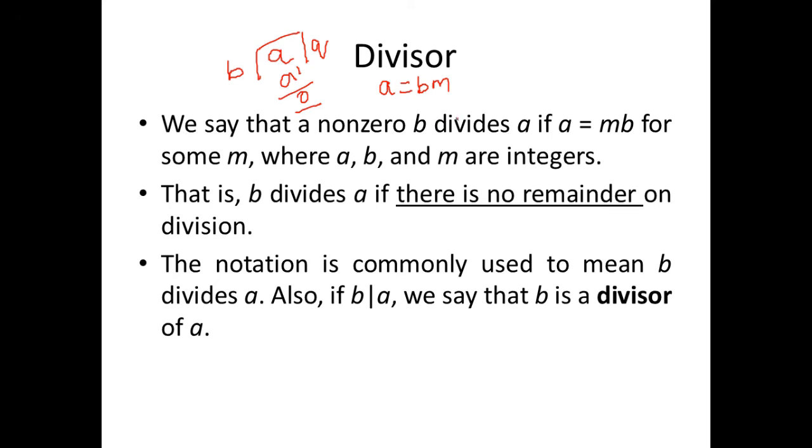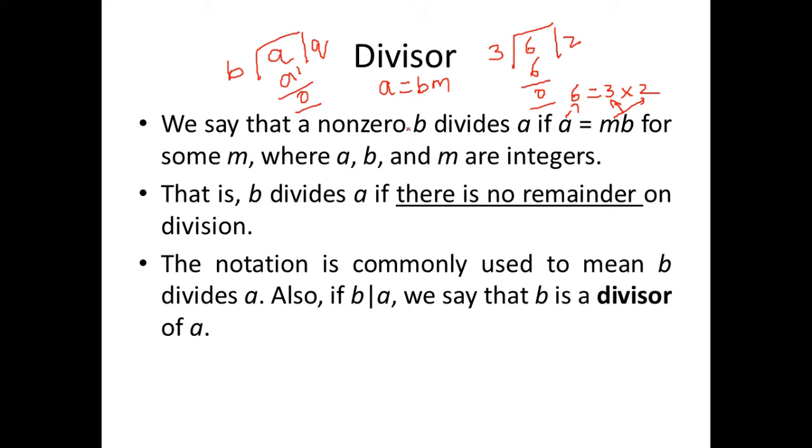So let's take an example here to understand this. It's very simple. Say we have 6 and we divide that by 3. So 3 into 2 is 6. We get a remainder 0. And we say 3 is a divisor for 6. And we can always represent 6 like this. 6 is equal to 3 into 2. Here 6 is A, 3 is the divisor B, and M is 2. Is that clear? So what is a divisor?